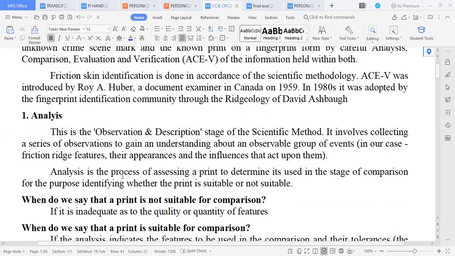What is the appearance? Okay, so accordingly, analysis is the process of assessing a print to determine its use in the stage of comparison. So whatever analysis that you would obtain is your basis to compare the prints when you will now be in the comparison stage.